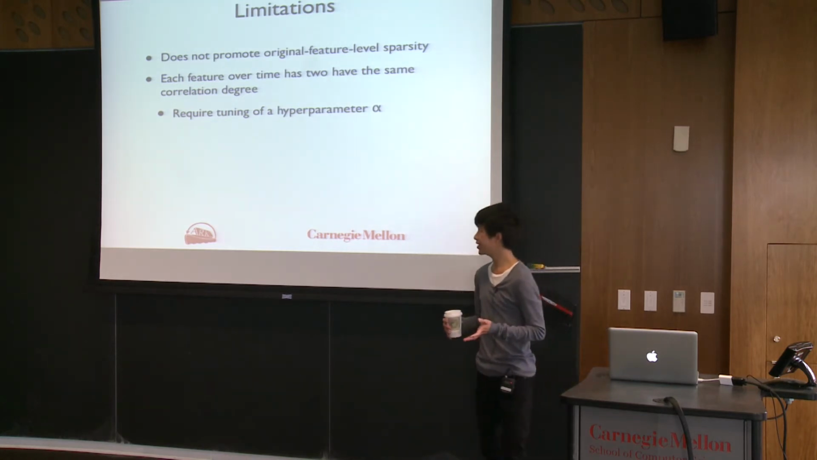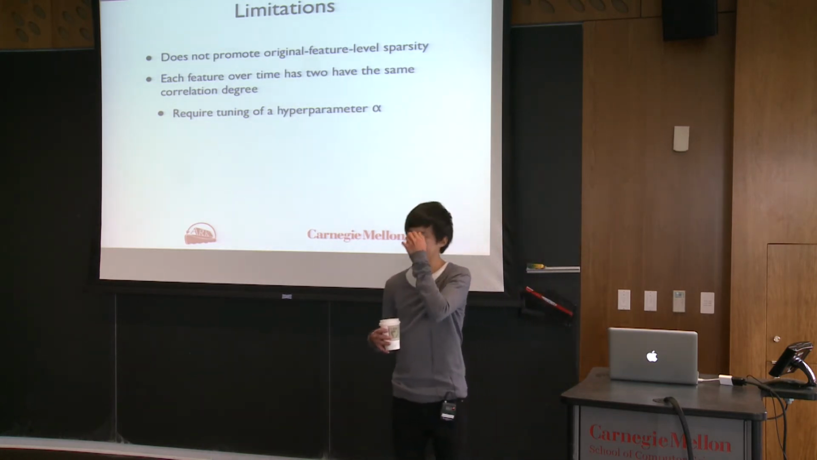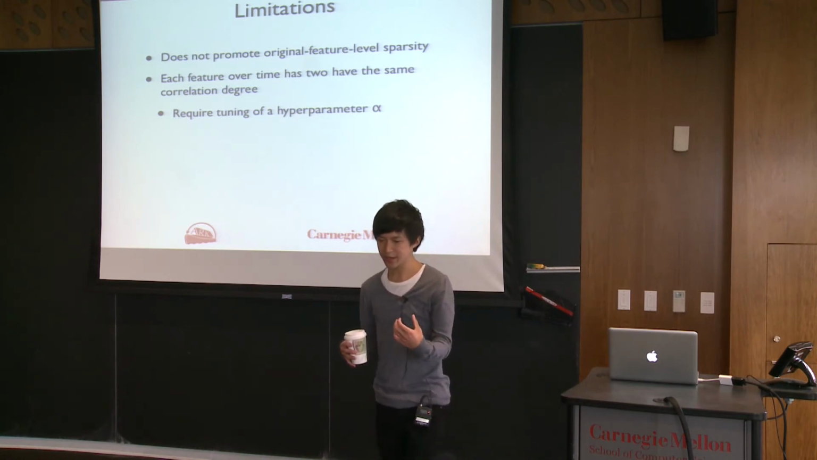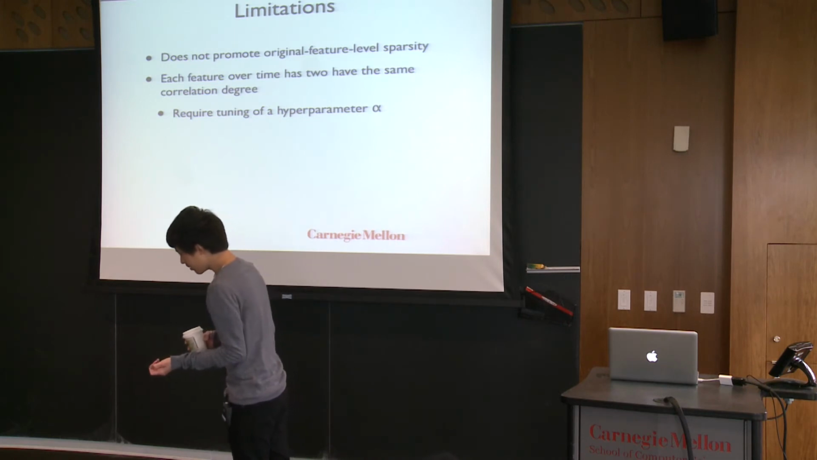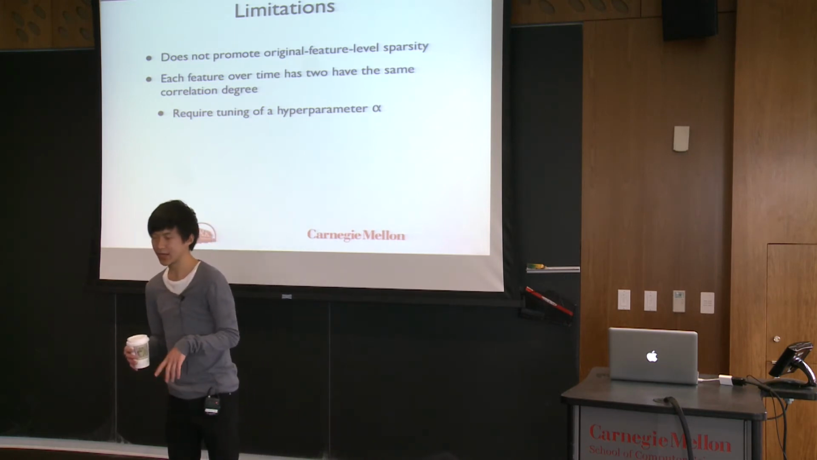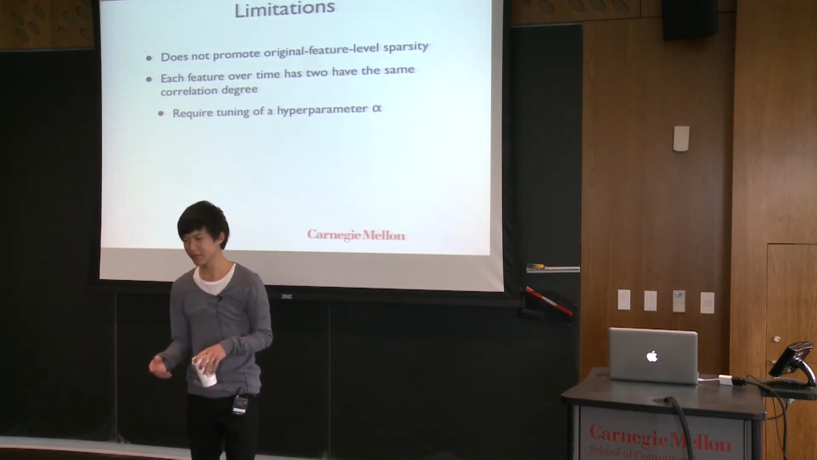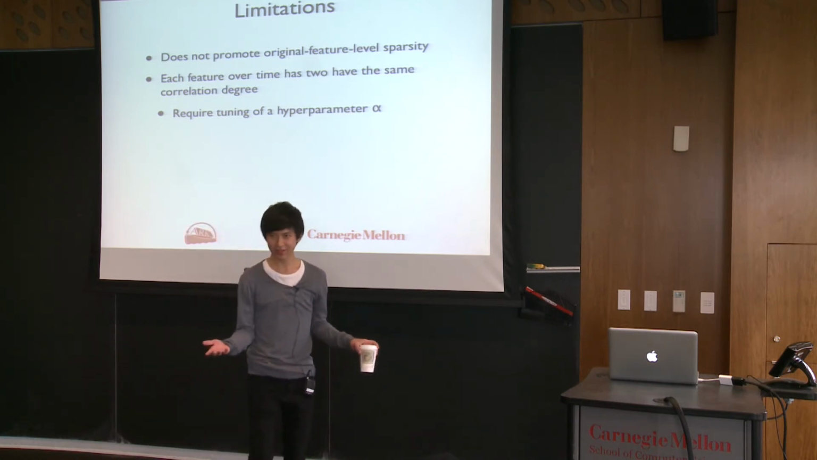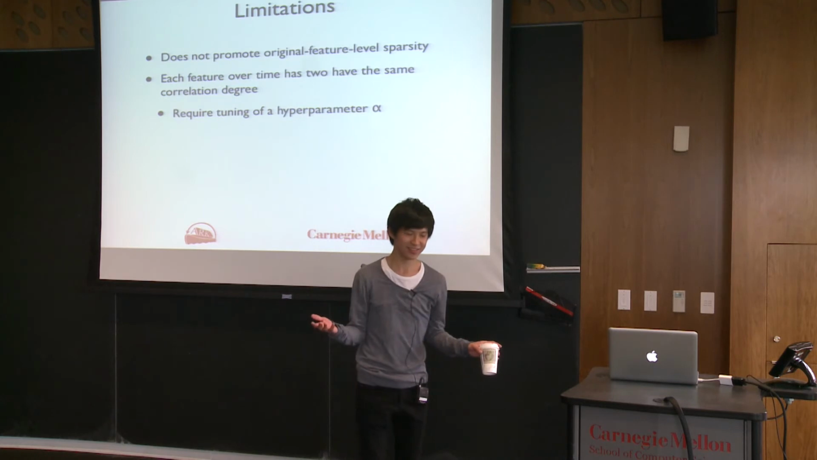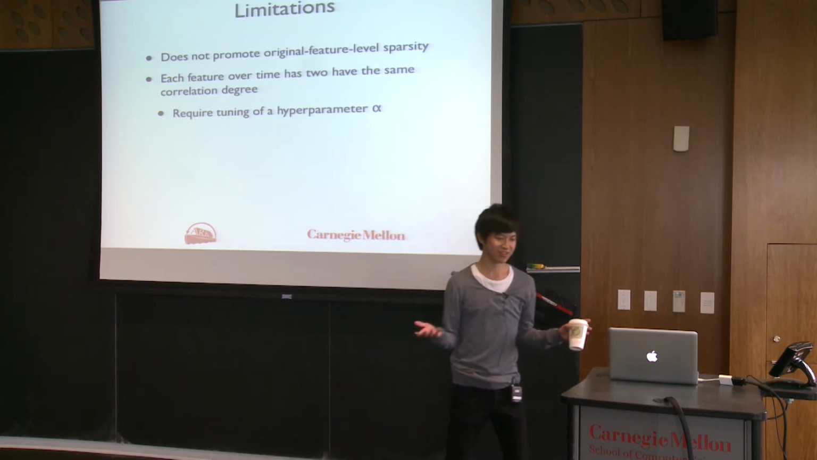So that's one. The other one is that every feature has to have the same correlation degree over time, because we have this alpha, and we need to tune it. Of course, if you are willing to tune 50,000 alphas or something, yes, you can have 50,000 different alphas, but that's just impractical. It's impossible to do.